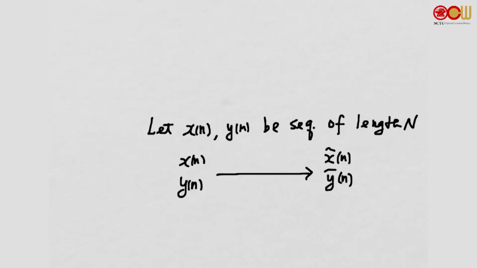Suppose x and y are sequences of length n, and we apply periodic extension to obtain sequences x tilde and y tilde. These will be periodic sequences of period n. And as before, we find the discussion of properties of the DFT more convenient if we work with the periodic extension versions, x tilde and y tilde.